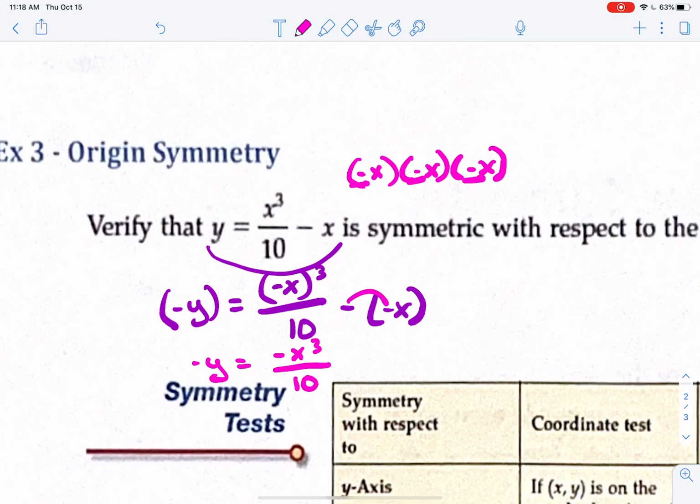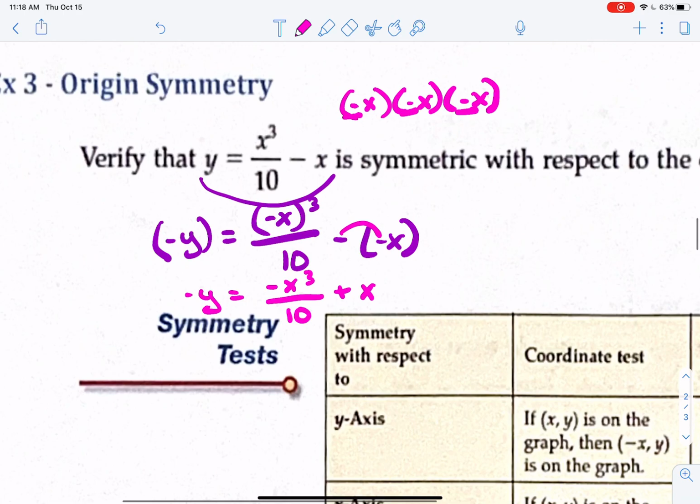And then negative and negative became a positive x. Okay, so this is what I have right now. This negative, if you want to, you can bring it out in front.